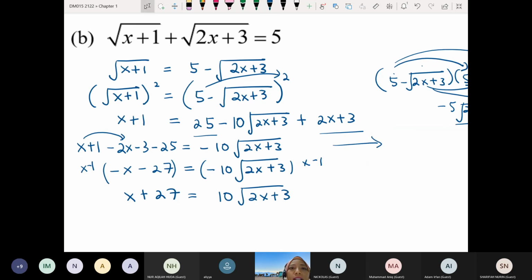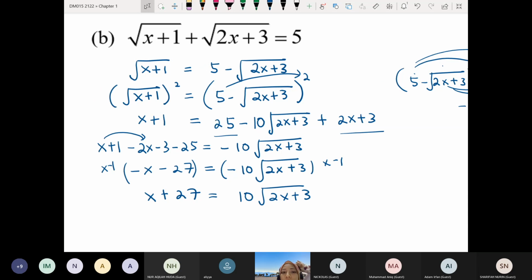Apa yang you buat adalah, tak payahlah alternatif yang ni. You tengoklah sendiri ya. Okay. Check dulu adakah kita melakukan semua dengan betul. 28. Negatif 27. Okay, betul.